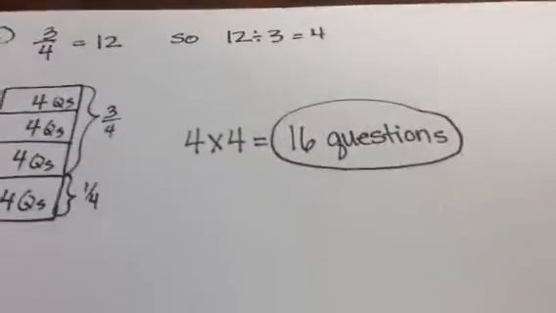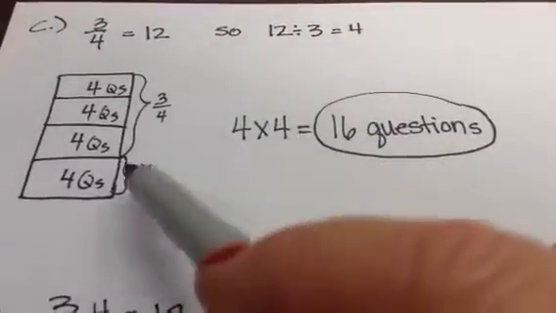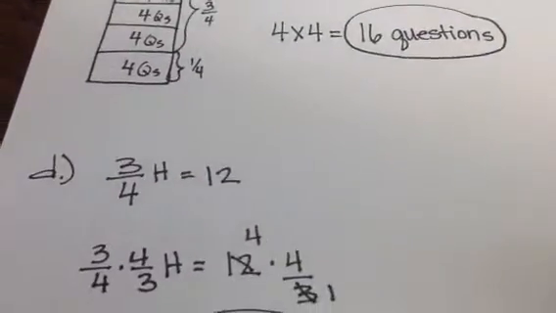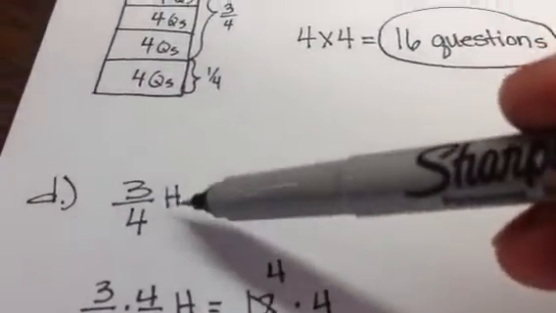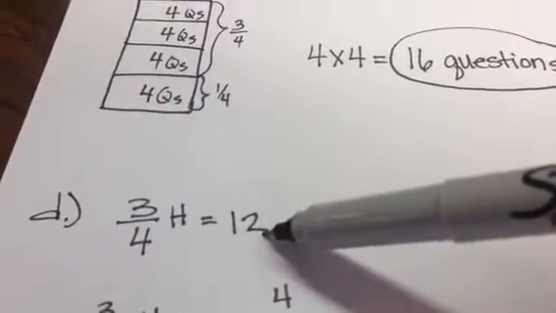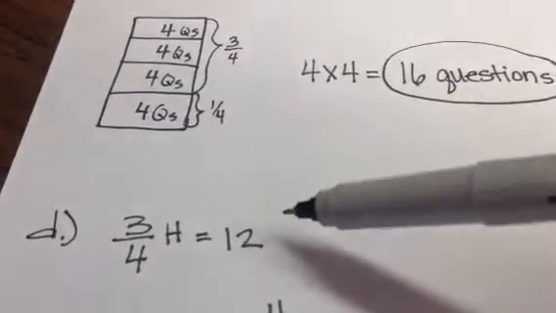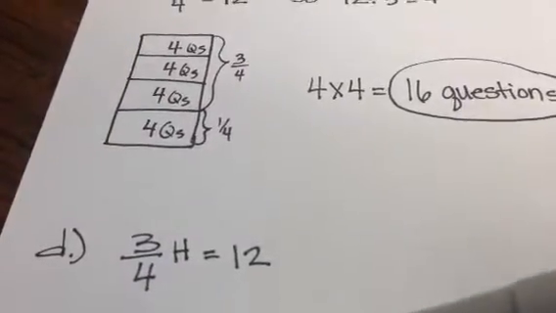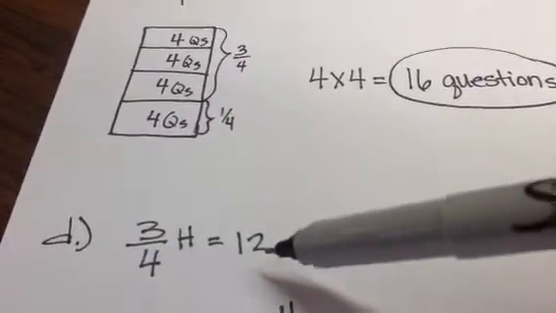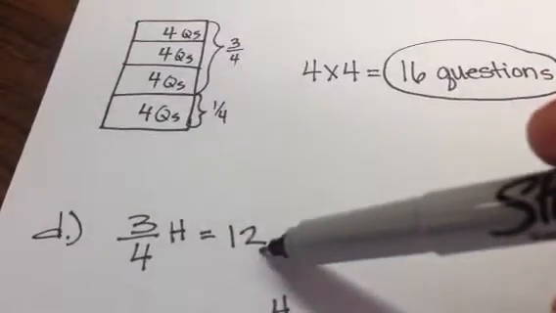It's not difficult. It's just a little backwards from what we've used these diagrams for in the past. Now, 3/4 of an hour equals 12, or in 3/4 of an hour he did 12 questions. How many questions can he do in 1 hour? Okay, so 3/4 of an hour he could do this.